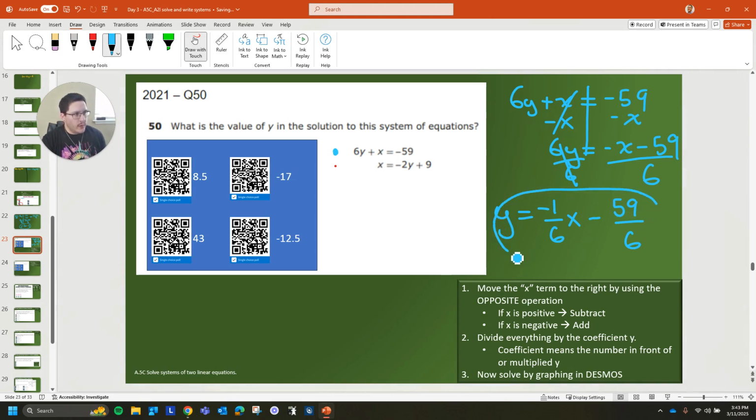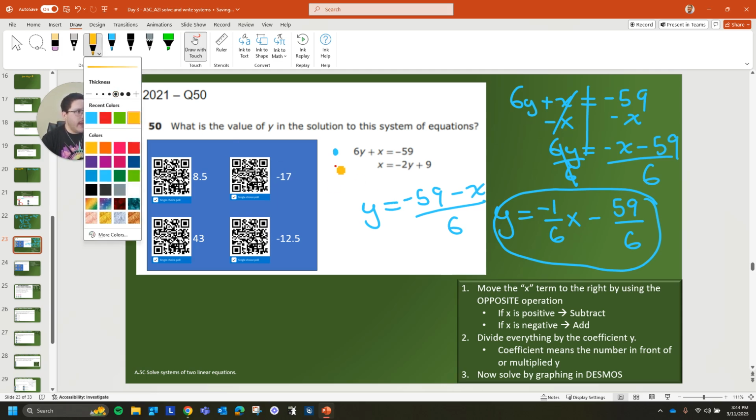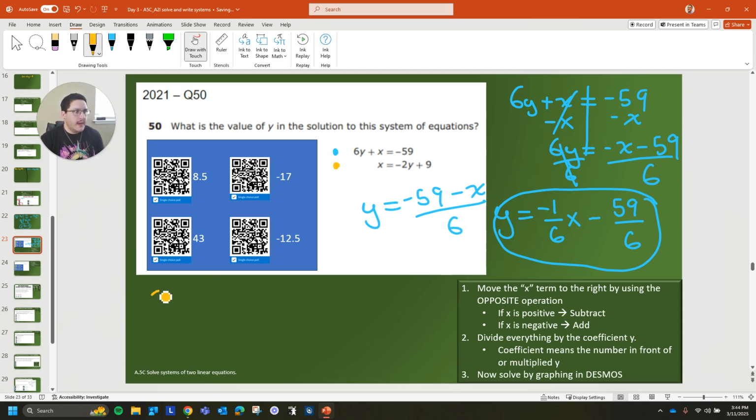And here's the equation we're going to use to graph. And again, there are different forms that you can have this in. The other form that we've talked about could be y equals negative 59 minus x divided by 6. That could be the other form you use to graph this. Now, moving on to the second equation right here.